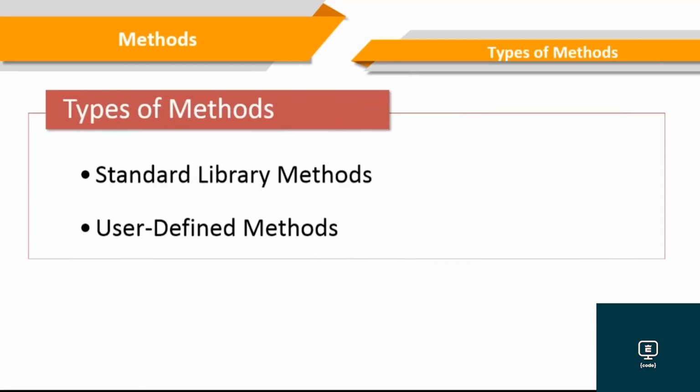Types of methods. So we basically have two types of methods in Java. The first one is standard library methods, and the second one is user-defined methods. So Java, of course, has a library of predefined classes and methods organized into packages. Now, in order to use these methods, we'll import the packages and use them directly in our program. We will cover packages in the next few slides.